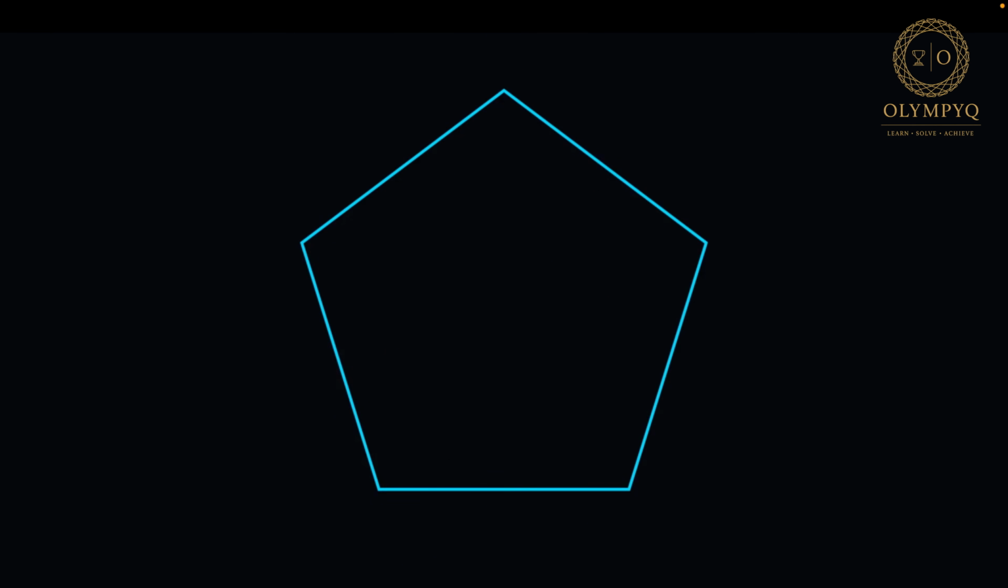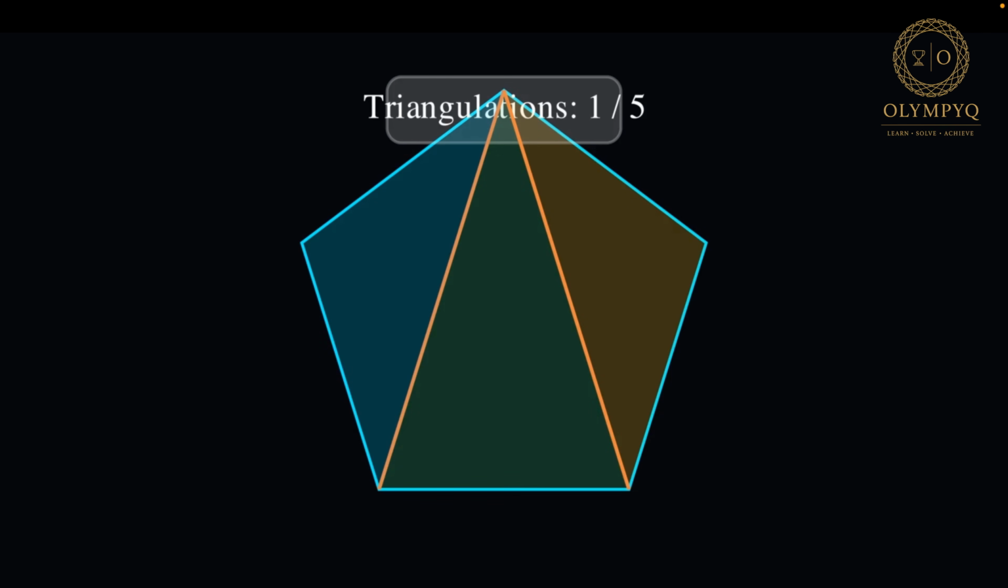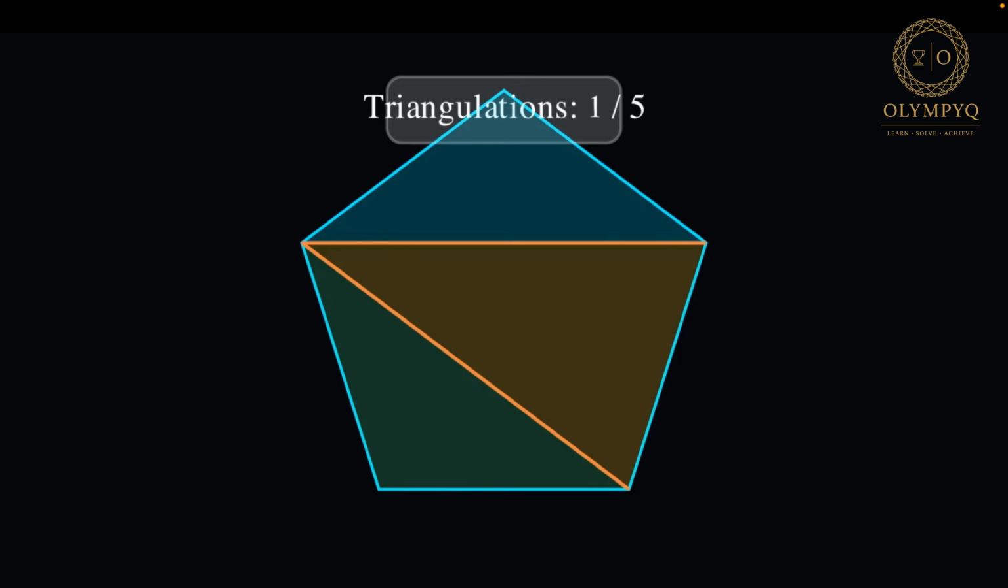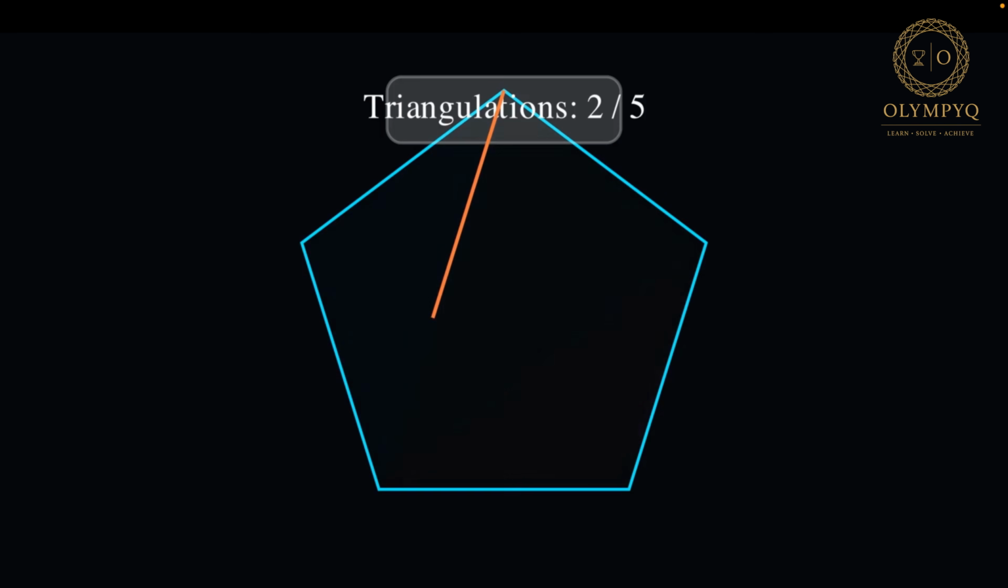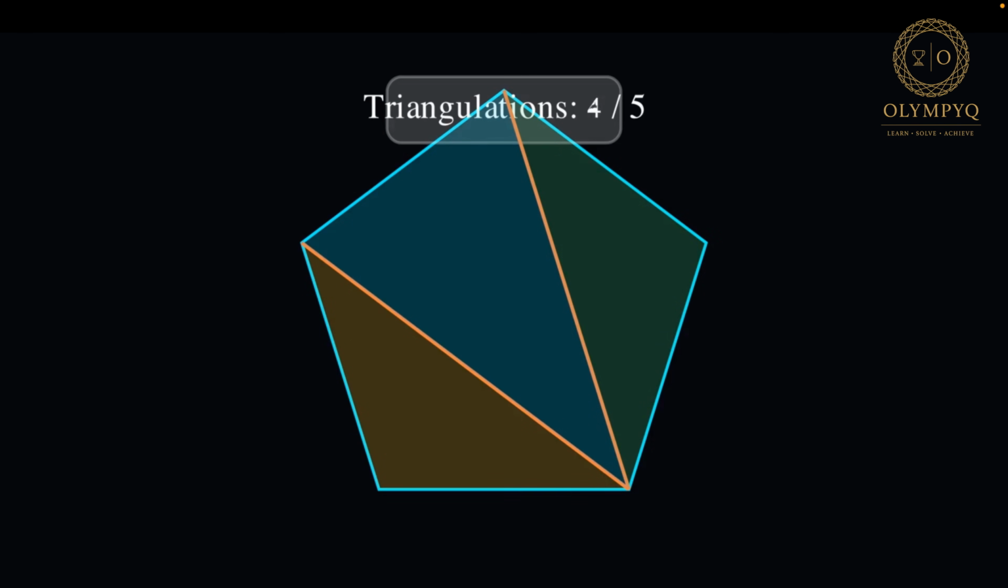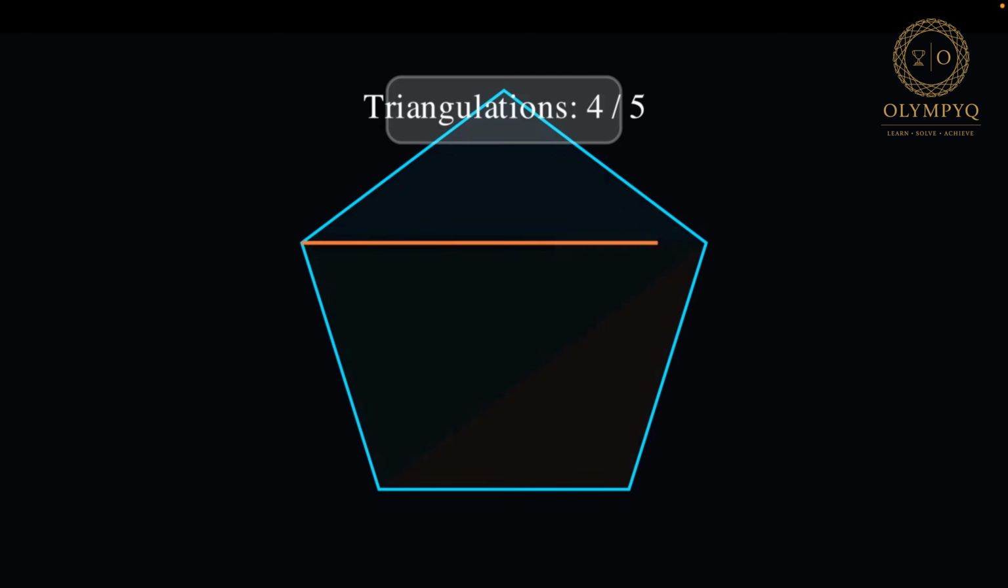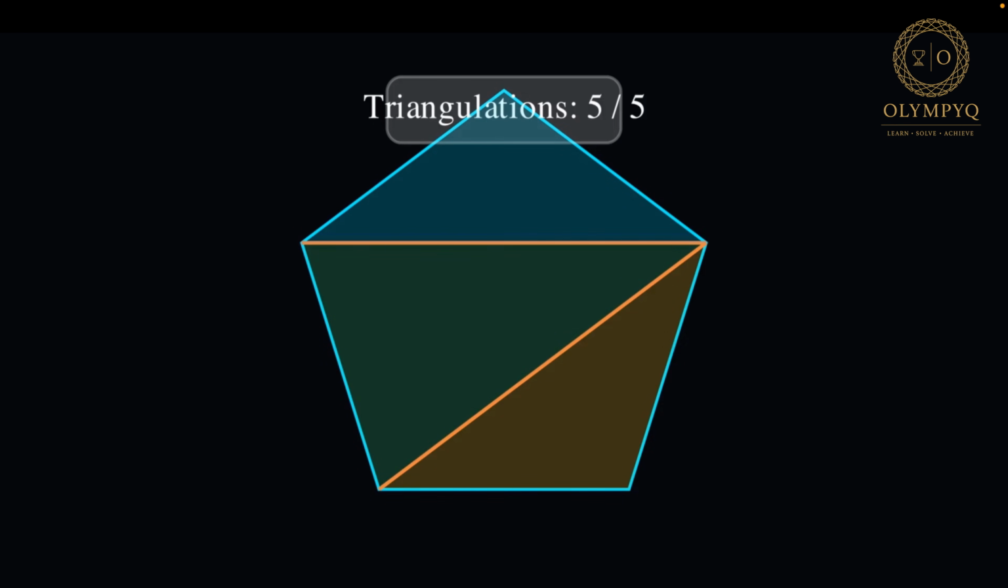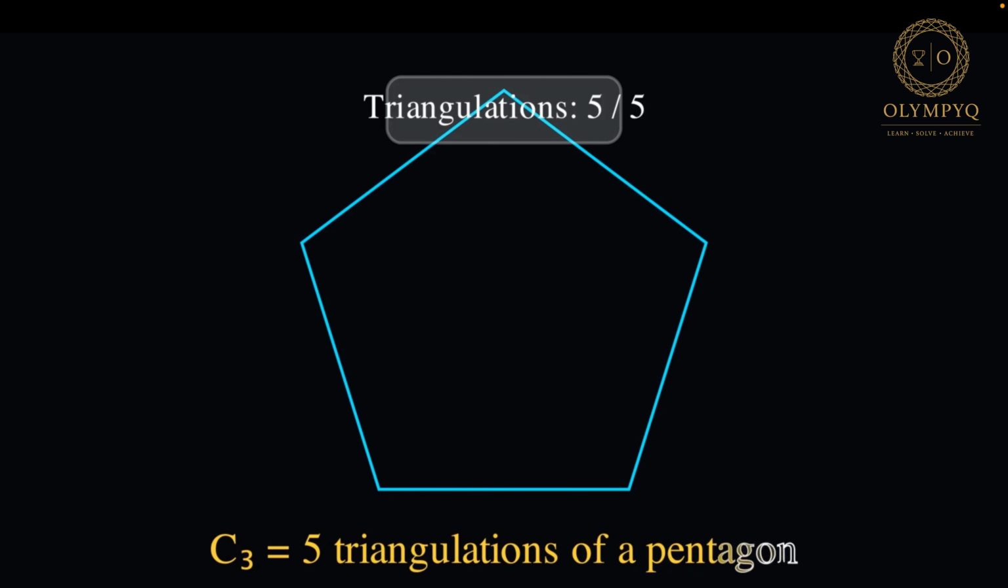Catalan numbers appear in geometry too. Take a pentagon. How many ways can we draw non-crossing diagonals to divide it into triangles? The answer is 5, exactly the same as C3. Different problems, same number. The Catalan sequence quietly connects them all.